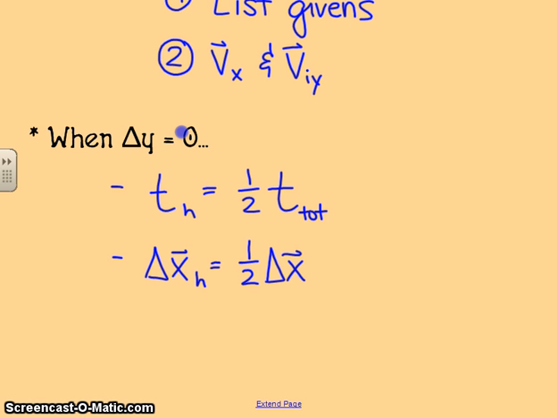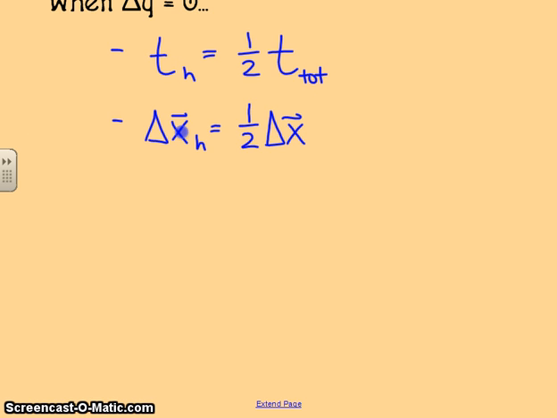One last important concept, this is true all the time, not just when delta y is 0, is that at your maximum height, we'll call that h, the velocity in the y direction is 0. Does that mean the total velocity is 0? Absolutely not, because the x velocity never changes. So only the y velocity is 0.